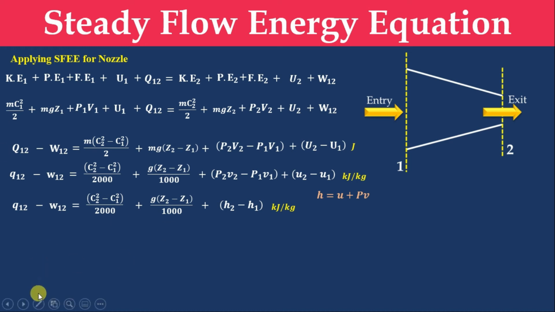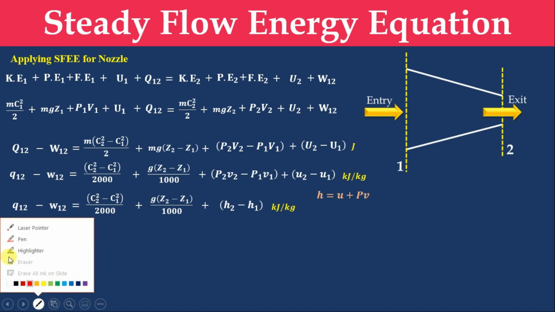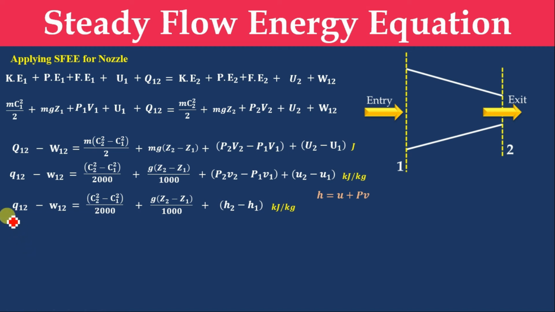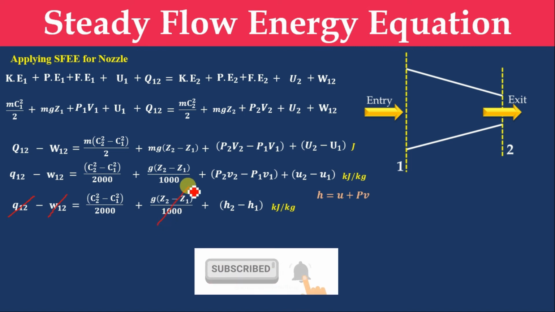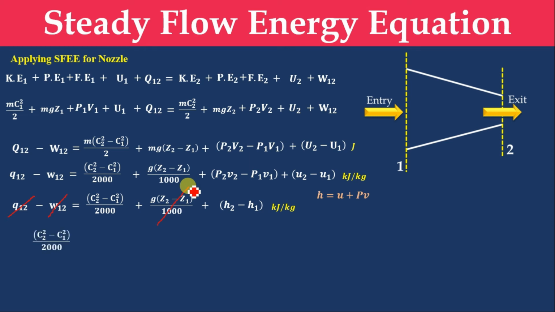We know that here isentropic expansion takes place, so q1-2 is 0, and I have told you there is no work interaction in the nozzle, so w1-2 becomes 0. My inlet and outlet height with respect to ground are the same, z1 is equal to z2, so this also becomes 0. Now we have kinetic energy and enthalpy. So c2 squared minus c1 squared divided by 2000 is equal to, taking this to the other side, h1 minus h2.